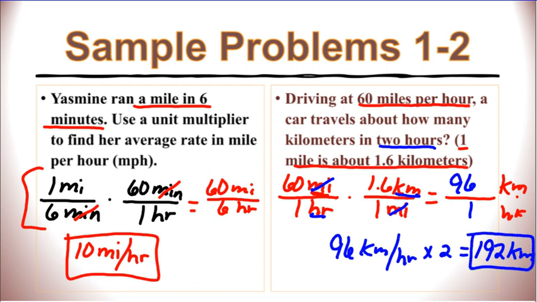So make sure, if I didn't go back to look at the problem that says in 2 hours, I would have kept my answer at 96 kilometers per hour. But because they're asking how many kilometers can they go in 2 hours, I just double the kilometers there.